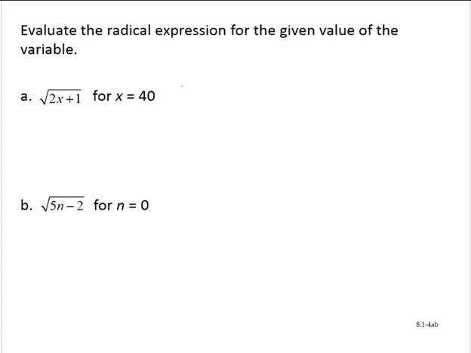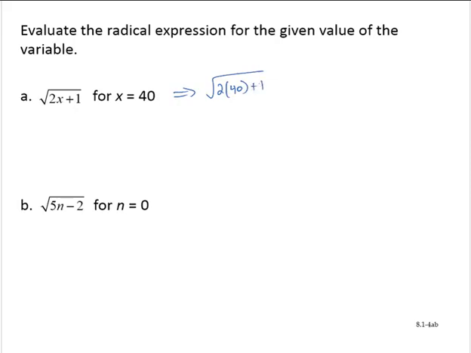Evaluate the radical expression for the given value of the variable. In exercise A, we have the square root of 2x plus 1. For x equals 40, we would have the square root of 2 times 40 plus 1.